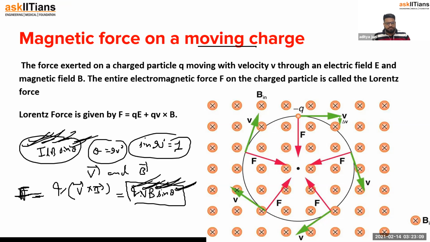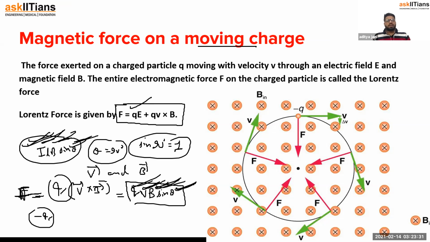And suppose I am talking about a positive charge; if the charge is negative, then the direction of force will be reversed. Whatever direction you are finding with QVB sin theta, the direction will be reversed. So actually, whatever you are seeing in this formula is the combination of two forces.